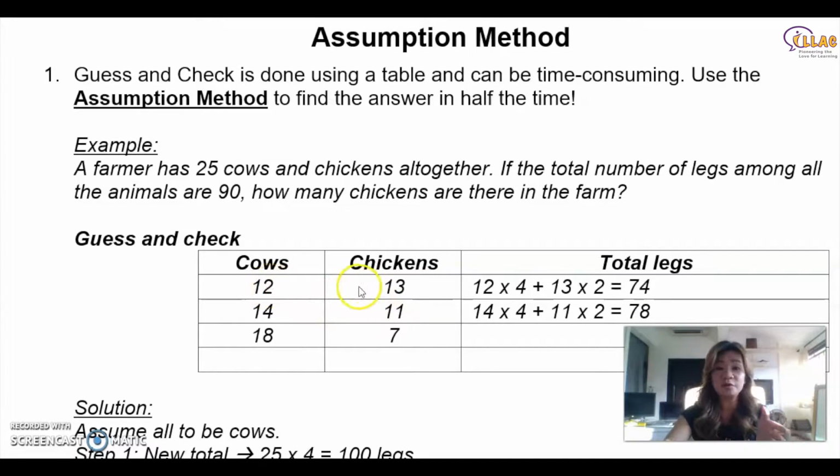If they were to start from the middle, let's say 12 and 13, so cows is 12, 13 is chickens, and then you will have 12 times 4 legs, and then 13 times 2 legs, add together 74. Oh, very far away from 90, that's not what I want. So you increase a little bit, 14 cows, so 14 times 4, and 11 chickens, 11 times 2, and you get 78. Oh, let's maybe jump a little bit higher because it's still very far away from 90, and so on. By the time you finish this, I will have been done with my assumption method.